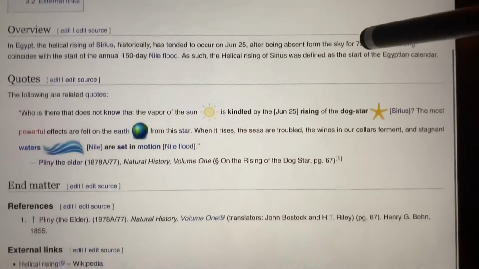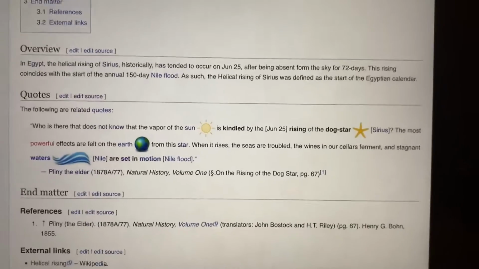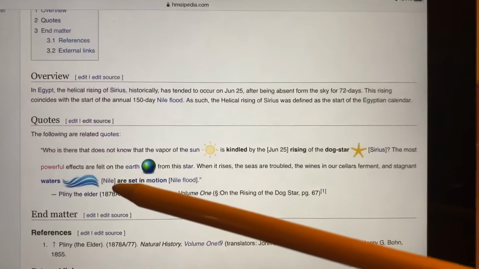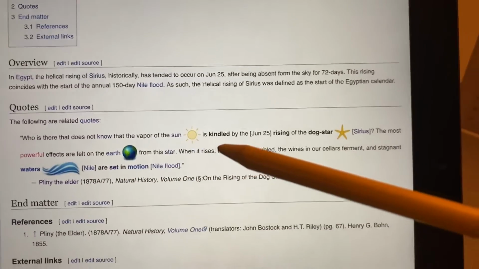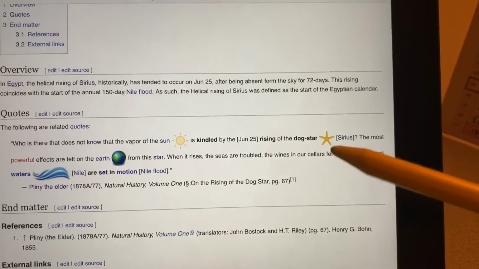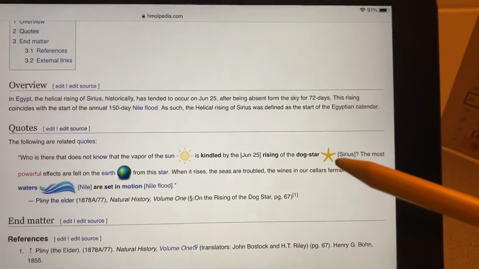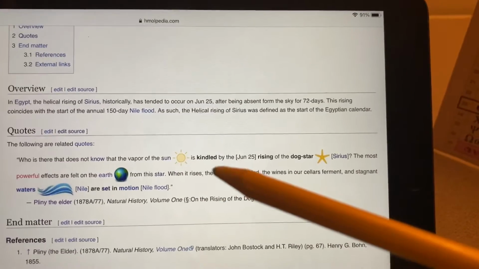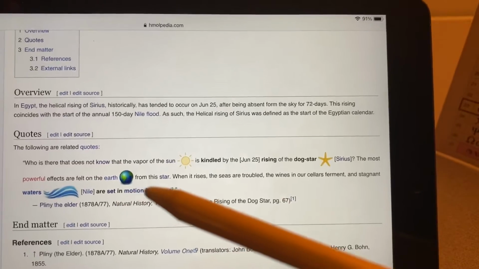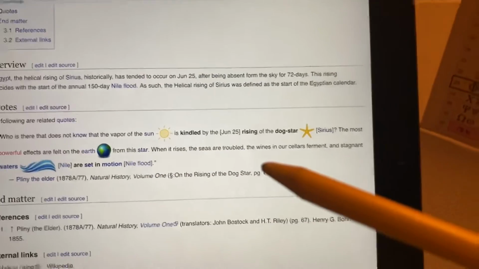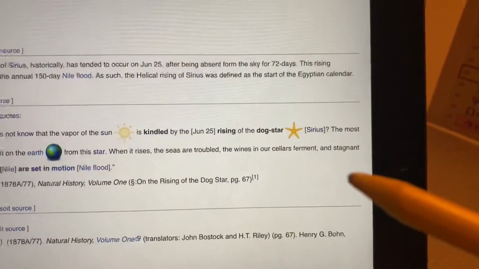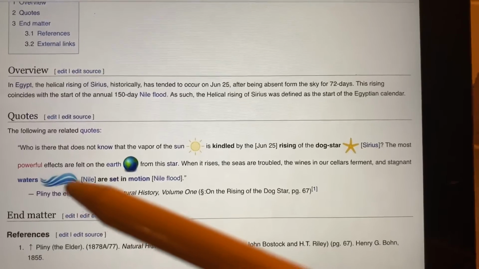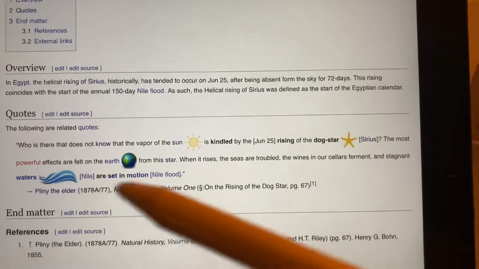So the heliacal rising is such that, according to Pliny the Elder, who is there that does not know that the vapor of the sun is kindled by the June 25th rising of the dog star? So this is letter E, and it powers or rekindles the sun, or gives it energy. And the most powerful effects are felt on the earth from the star when it rises. The seas are troubled, wines in our cellars ferment, and the stagnant waters, that's the flooding of the Nile, are set in motion, letter N.